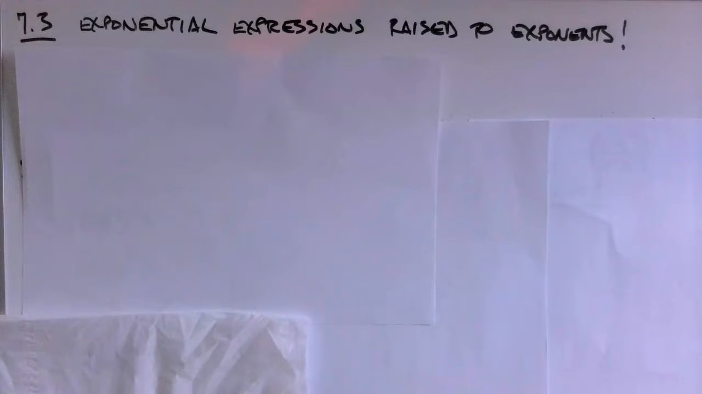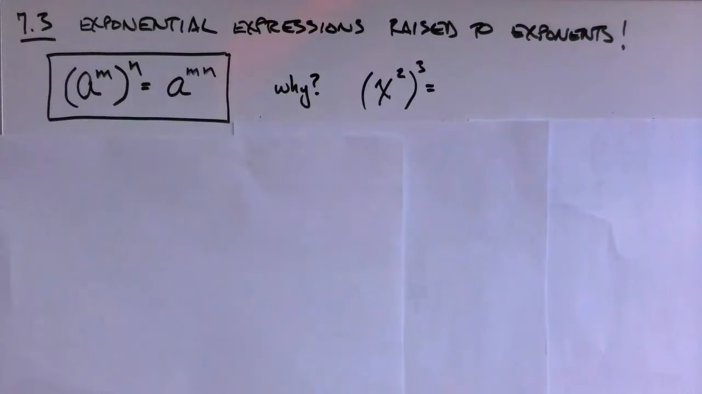Time now to go over section 7.3, the exponent chapter, and this section is on exponential expressions raised to an exponent. Really like this section. It's kind of got a fun shortcut that I want to go over. It's a simple rule, but it starts out simple, but things get kind of tricky pretty quickly. So here's the basic rule I want to go over, and here's how it works.